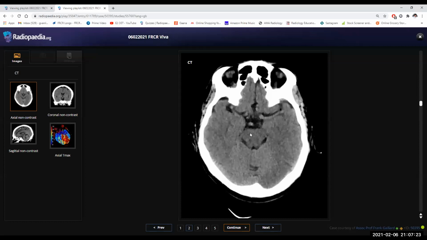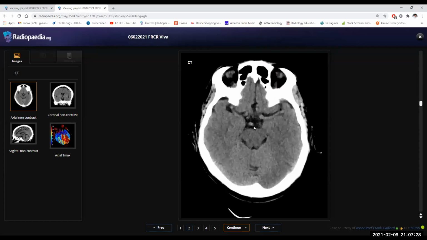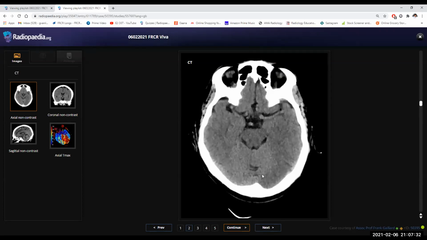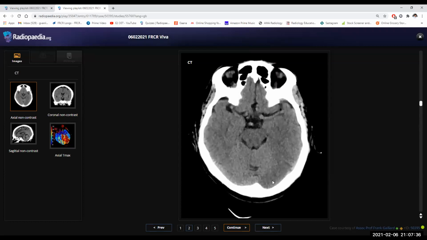Okay, I'm tracing the basilar. As I go up here, I can see this basilar tip becomes very hyperdense. So yes, this is a basilar tip thrombus, which would explain the left posterior circulation infarct involving the left cerebral hemisphere, the occipital region.